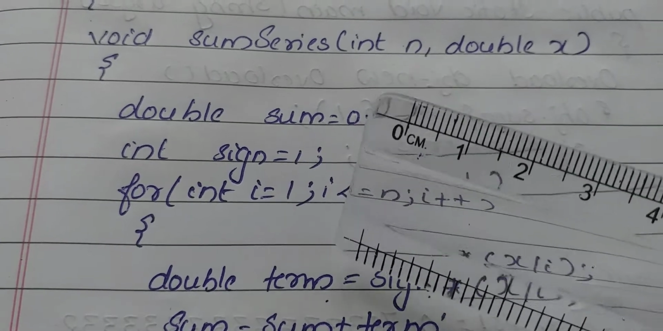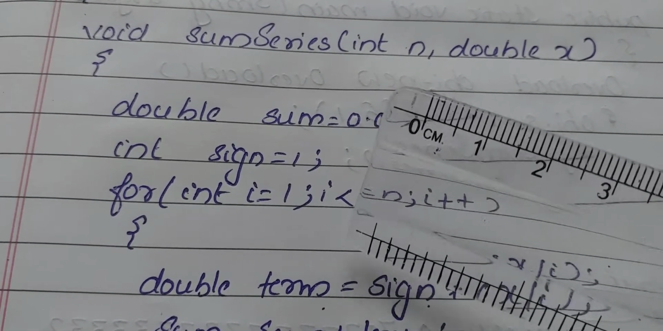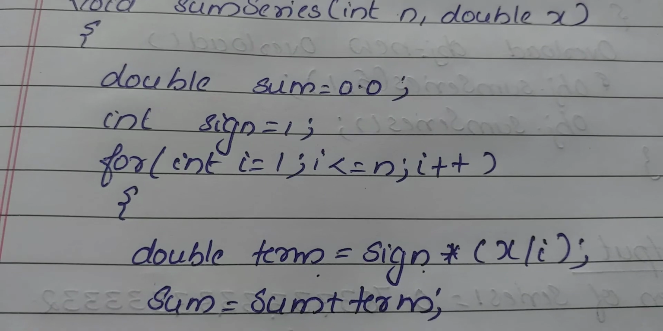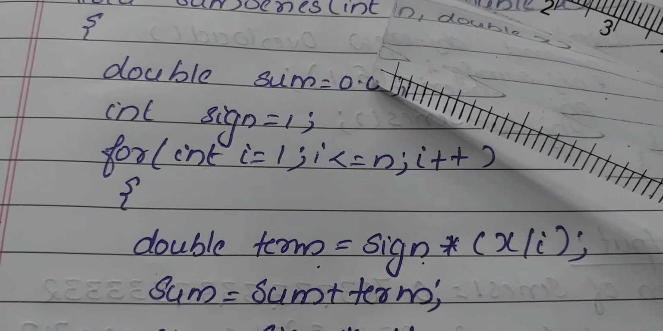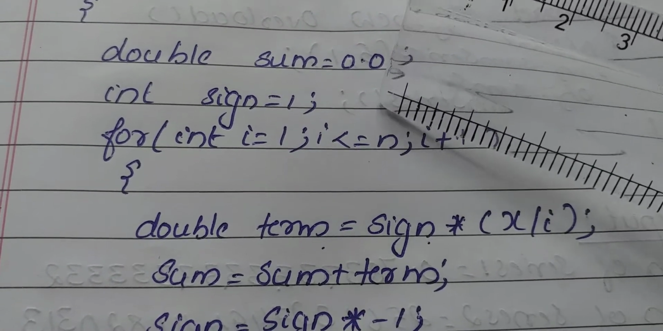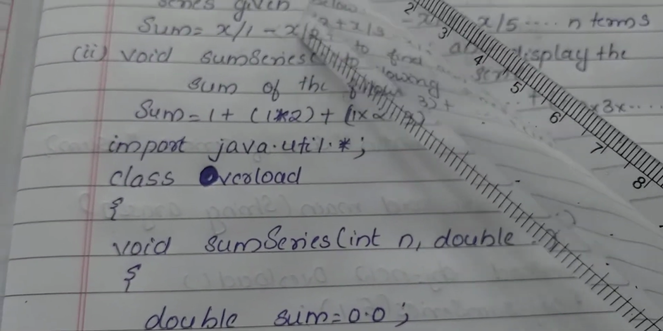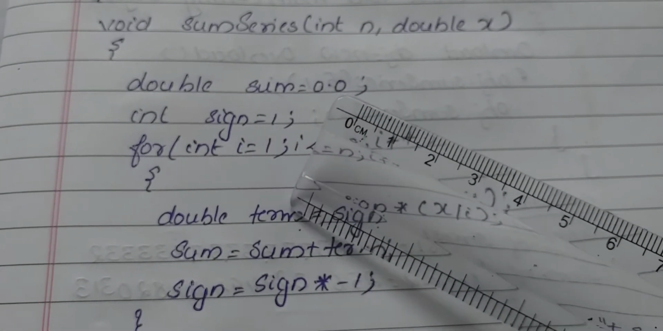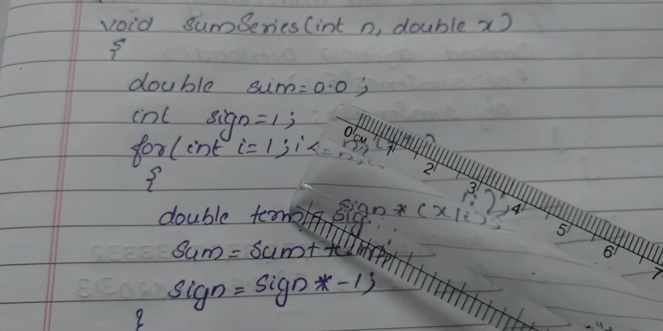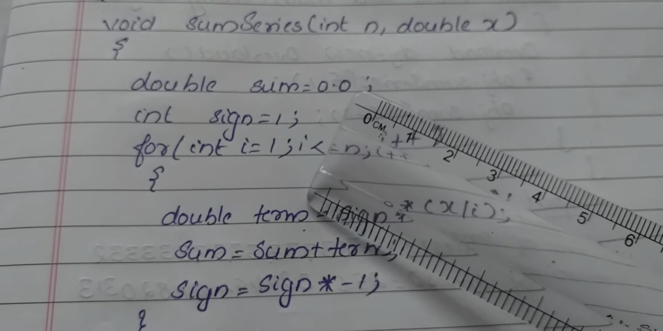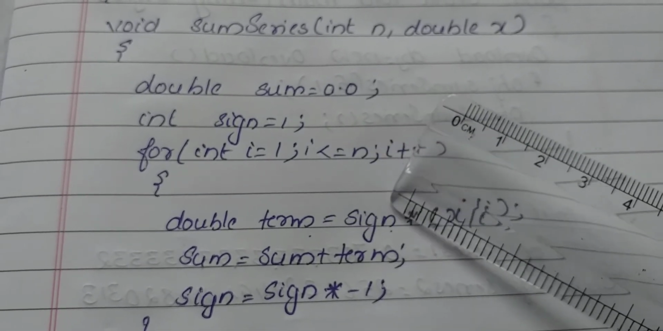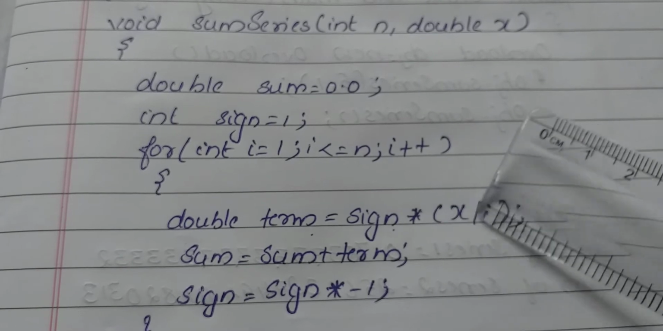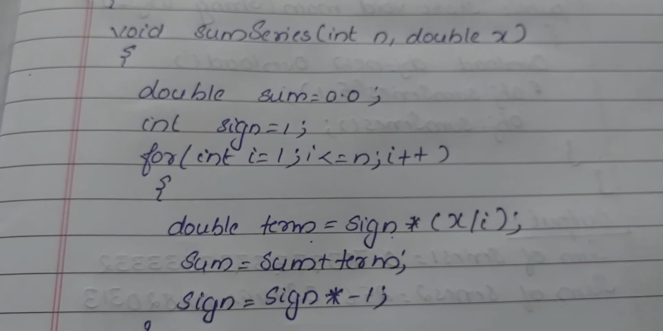Then our for loop opens. What is the first thing we want to do? We want to find the sum of the series. Already we have declared the sum as 0.0. The next thing is we want to add the first term, so we want to get the value for the first term. For that we are declaring a variable, and since it is of fraction type, we declare it as double. I have declared a variable here, term, for storing each term. That is term = sign * x / 1.